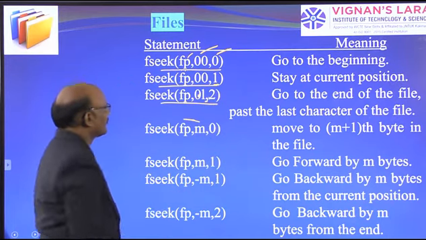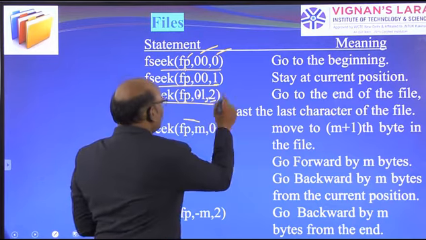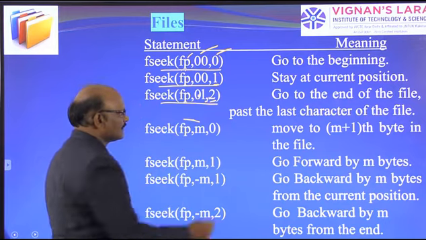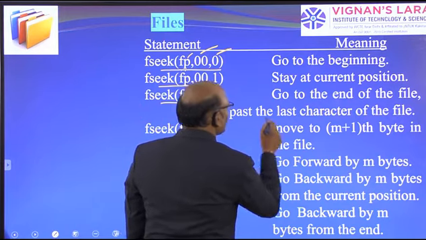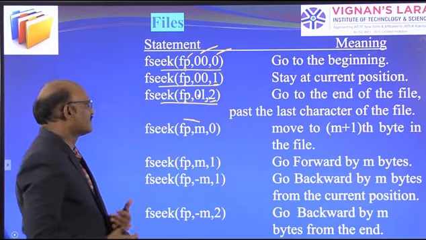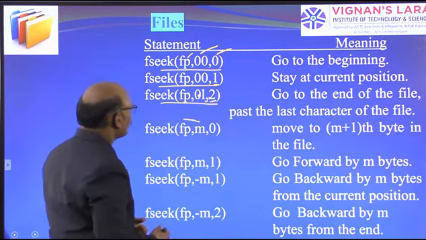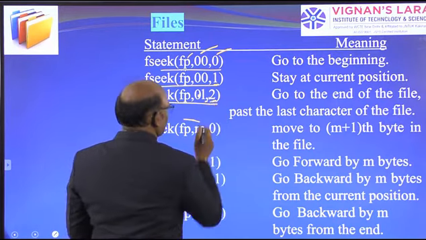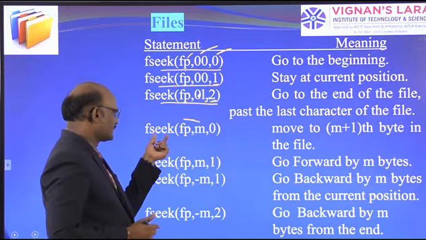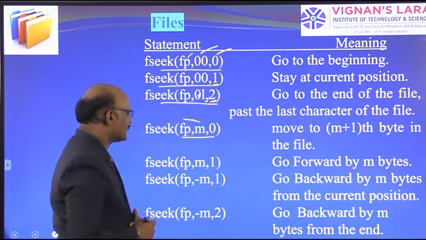Coming to fseek(fp, -1, 2): 2 means from the end, and it will move 1 character back. That means go to the end of the file, past the last character, or we can say from the end, it will move to the last character. Next, fseek(fp, m, 0).